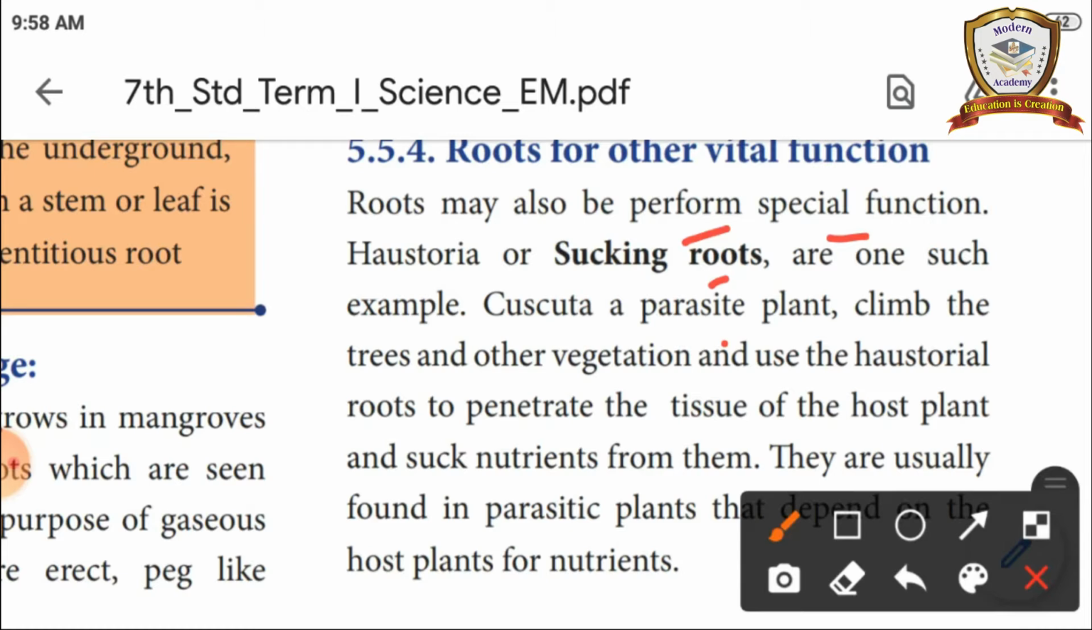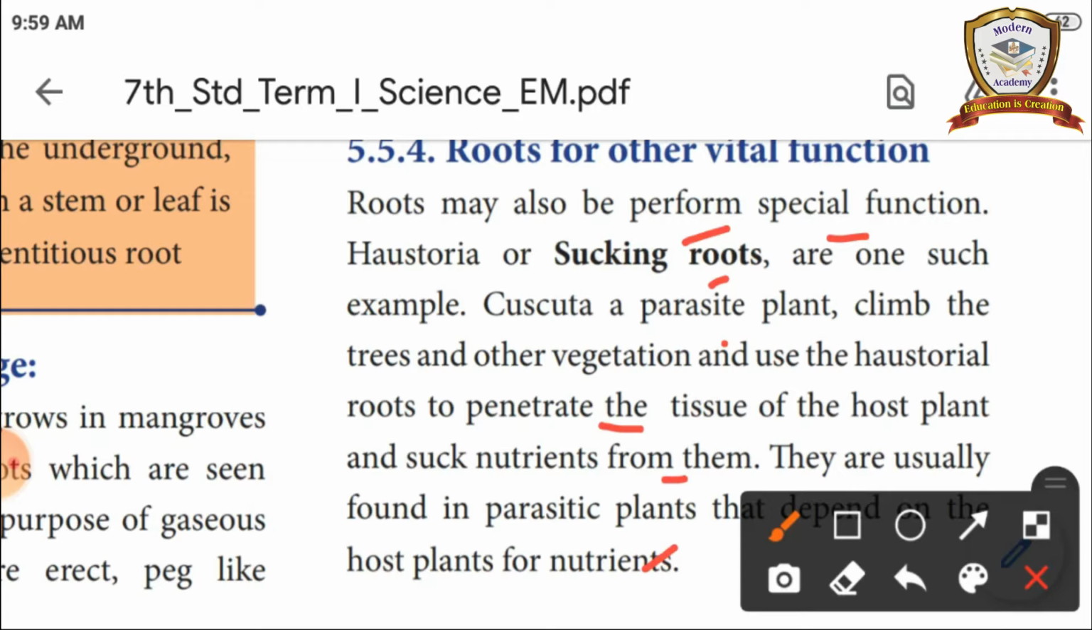It climbs on trees and other vegetation and uses haustorial roots to penetrate the tissue of the host plant and suck nutrients from them. They are usually found in parasitic plants that depend on host plants for nutrients. So for example, sucking roots. Cuscuta is a parasite plant. It completely depends on others. It sticks to other plants and sucks nutrients from them, and it has sucking roots.